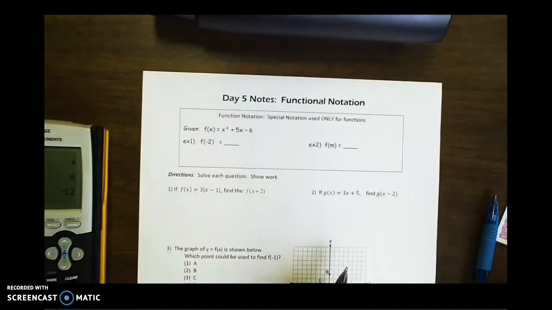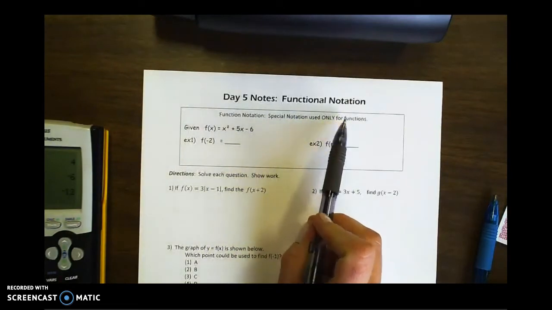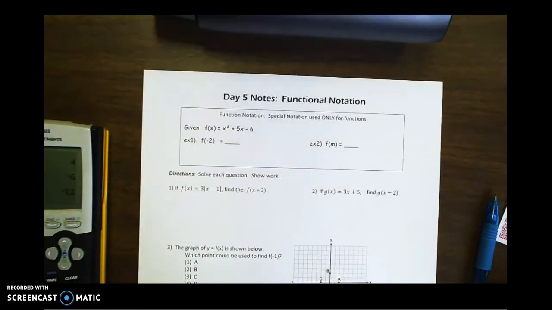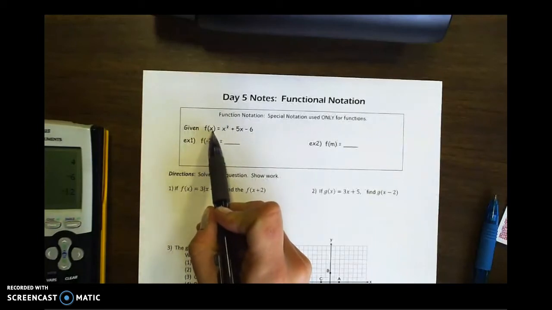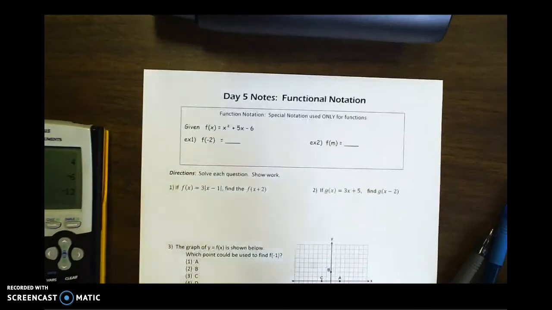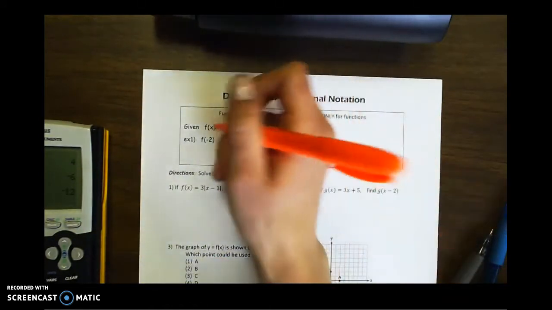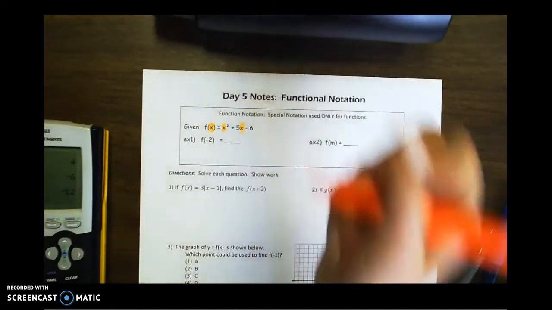Okay, function notation is a special notation used only for functions. Remember, functions are our different types of equations. So linear equations, quadratic equations, and remember, we typically sometimes say f of x is a fancy way of just saying y equals. But in this case, we're going to keep it in function notation because when it's in function notation, it does something very unique. It tells us exactly what value it wants us to find because whatever value is in the parentheses, that's the variable that's going to be in the equation.